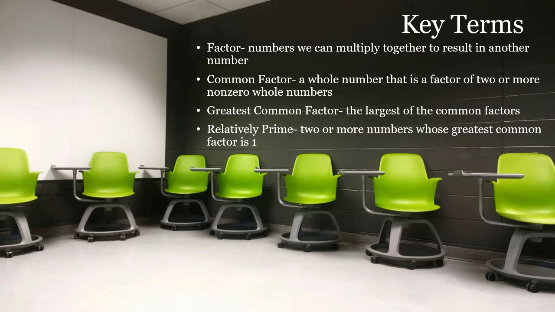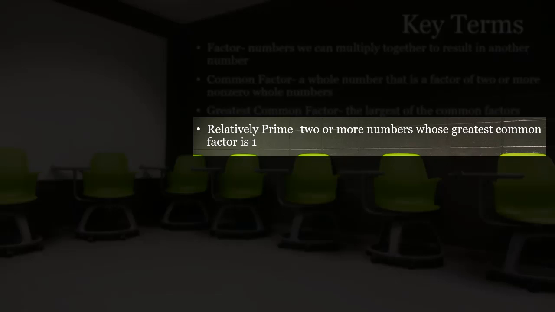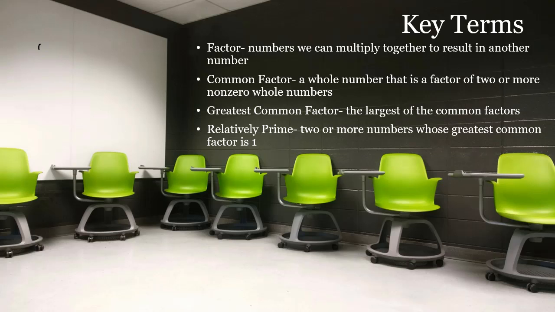Relatively prime is when 2 or more numbers have a greatest common factor of 1. For example, factors of 8 are, factors of 15. 8 and 15 are relatively prime because 1 is their greatest common factor.